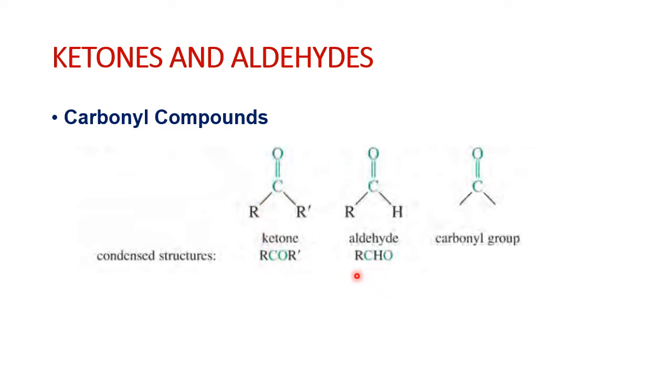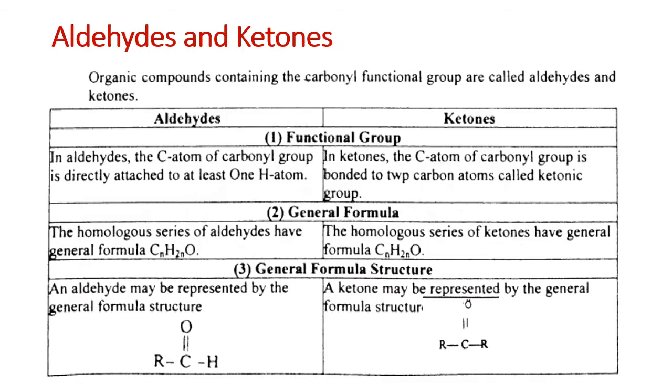So this is its structure, or the condensed formula. This is RCHO, and that is RCOR. These are the classes of organic compounds which have the carbonyl group, and they are called carbonyl compounds. They might be an aldehyde, they might be a ketone. Organic compounds containing the carbonyl functional group are called aldehydes and ketones.